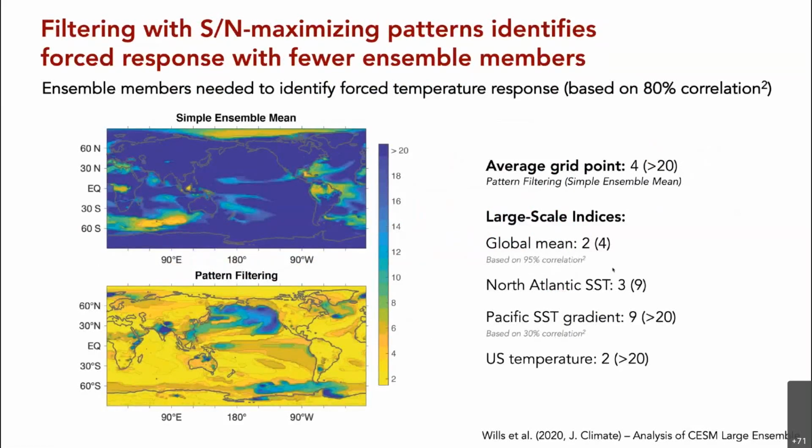And it doesn't just allow you to look at the forced climate response within a large ensemble, but also lets you do it with fewer ensemble members. If you want to identify the forced response with some criterion, 80% correlation squared, in a large ensemble, this map shows you how many ensemble members you need with the simple ensemble mean versus this pattern-based approach. Where you would need over 20 ensemble members for most grid points using the simple ensemble mean approach, pattern filtering allows you to identify the forced response with good skill, with 4 or fewer members in most locations. And this holds also for large-scale indices.